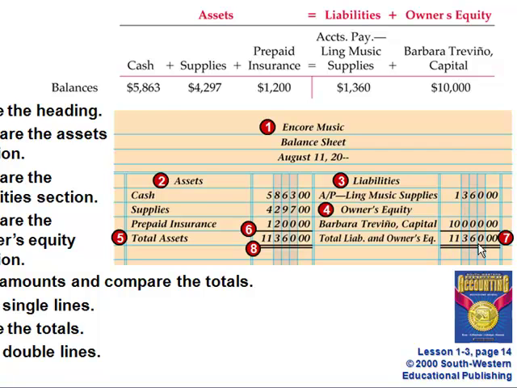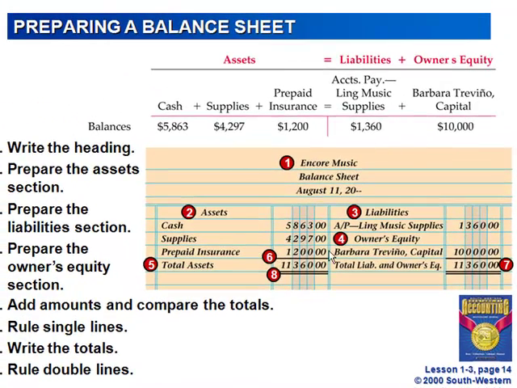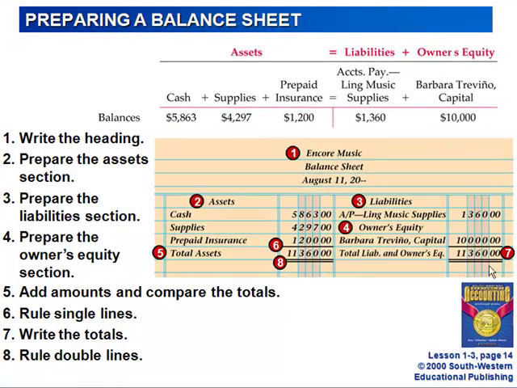We get 11,360, and then we check to make sure that that equals our assets, because these two balance. Remember, the left side of the equation should always equal the right side of the equation, just like the balance sheet should always balance. Okay, the left side equals the right side. When they do, you double rule. This tells me that you checked and they balanced. We double ruled, and we're done.